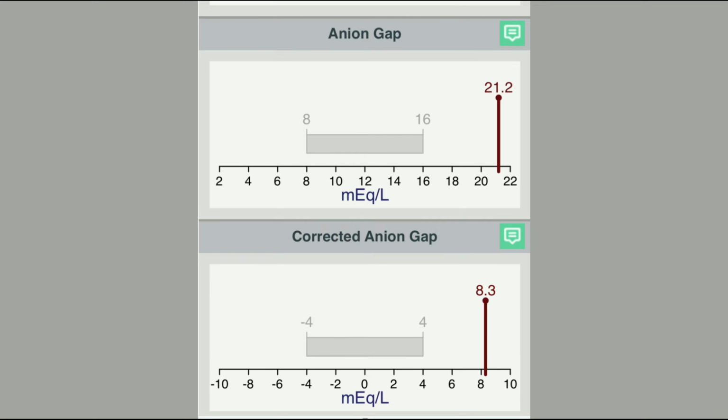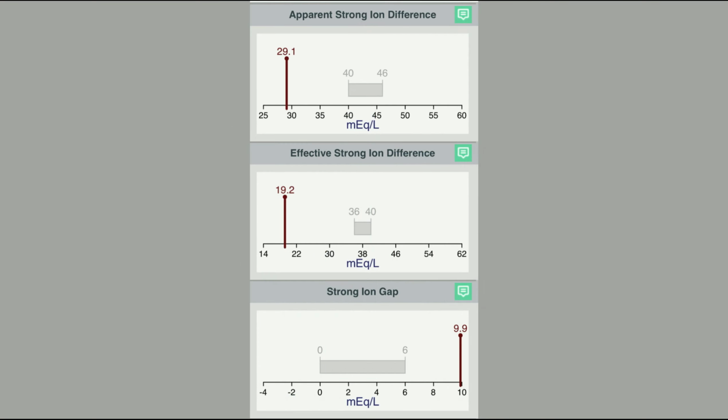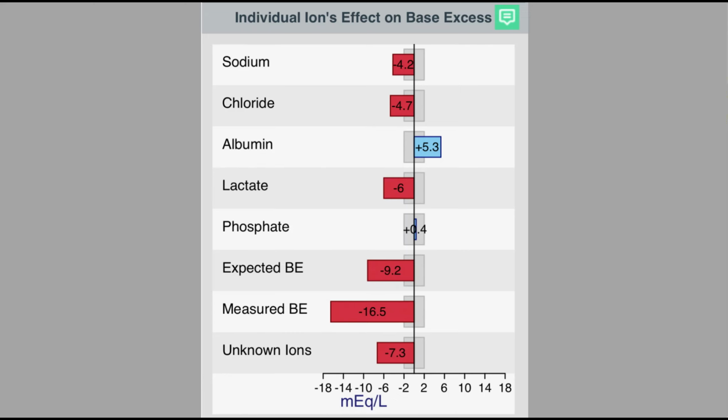But then it goes a lot further because I've put in all of the numbers into it, and the gambelogram identifies unknown anions as being 9.9 milliequivalents per litre, which is pretty much the same as I got in the back of the envelope doing my various other calculations, particularly the base deficit gap. It also calculates out the apparent SID, the effective SID, and the strong ion gap, which worked out at 9.9 milliequivalents per litre. Pretty much the same as the base deficit gap. Very neatly, it also shows you all of the different acidifying and alkalinizing processes going on, so you can pick apart what's happening to your patient.